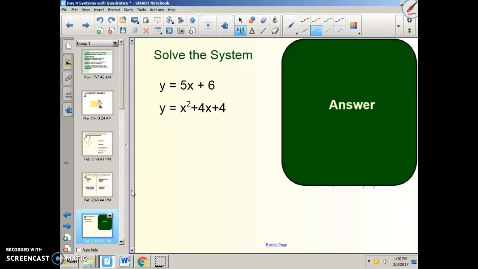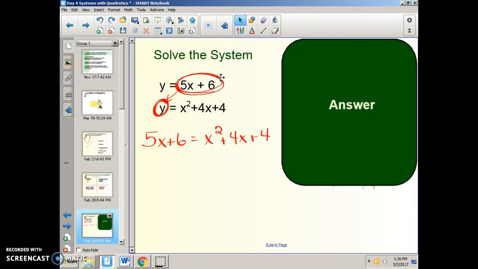So for ours, if we take a look at this, this is definitely not an elimination problem. I can't get rid of the x squared because there's no second x squared. The x's are going to be a pain to get rid of, and then I'd still have the y's with the x squared. It's just not going to work. So I'm instead going to substitute 5x plus 6 and put it in place of the y down here. So I have 5x plus 6 equals x squared plus 4x plus 4.